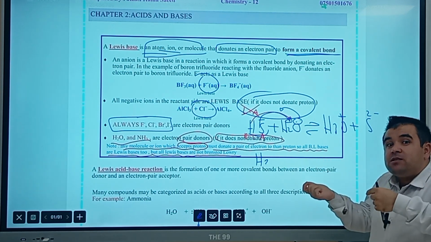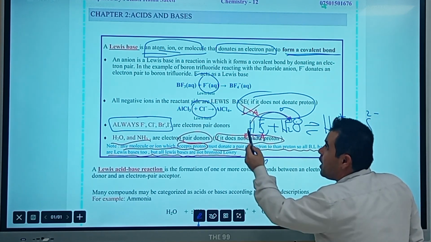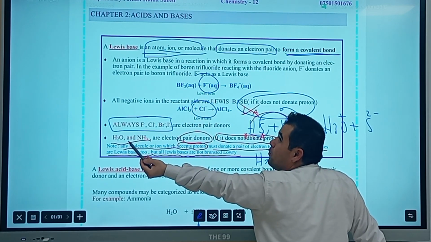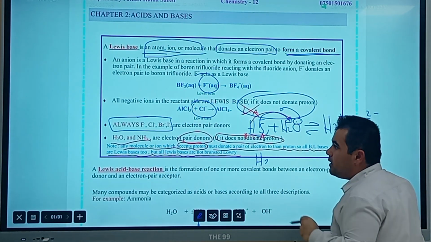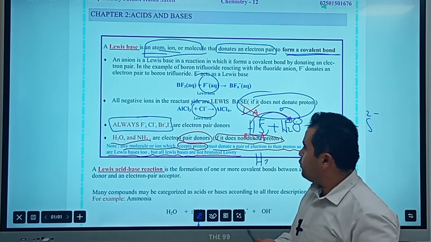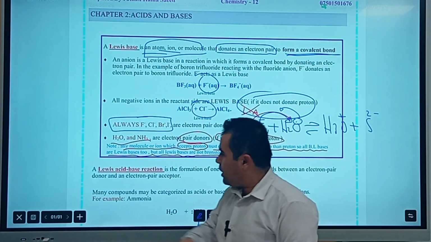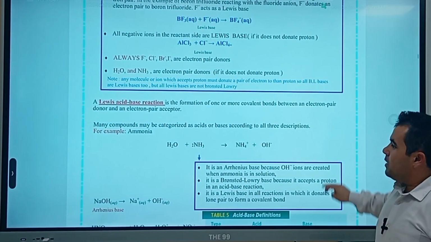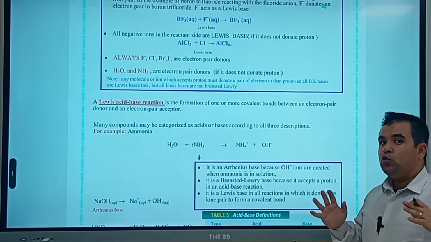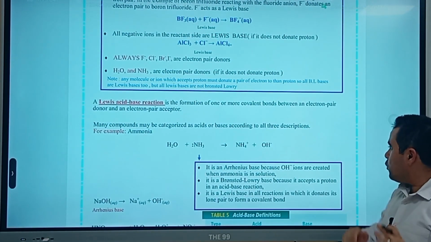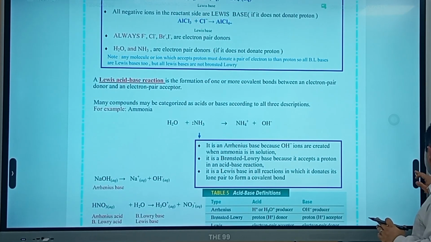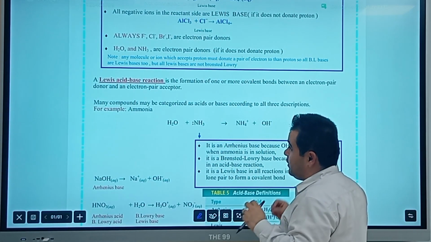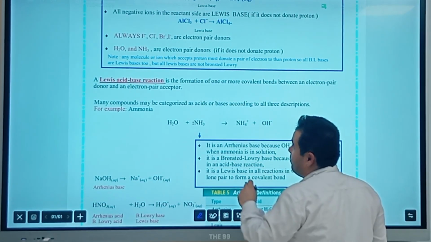But all the Lewis bases are not Bronsted-Lowry bases. Example here, F negative is a Lewis base, but it's not a Bronsted-Lowry base. That's the statement which we said. So ammonia and H2O, as I said, are Bronsted-Lowry bases, but if they donate the proton, they cannot be classified as Bronsted-Lowry bases. They cannot be classified as Lewis bases.